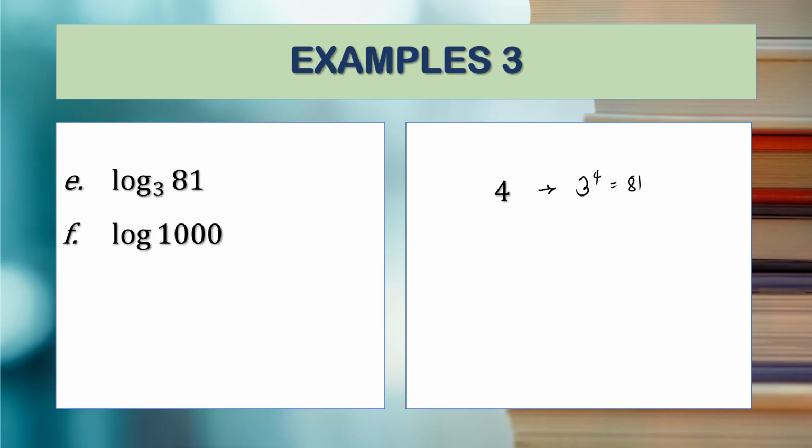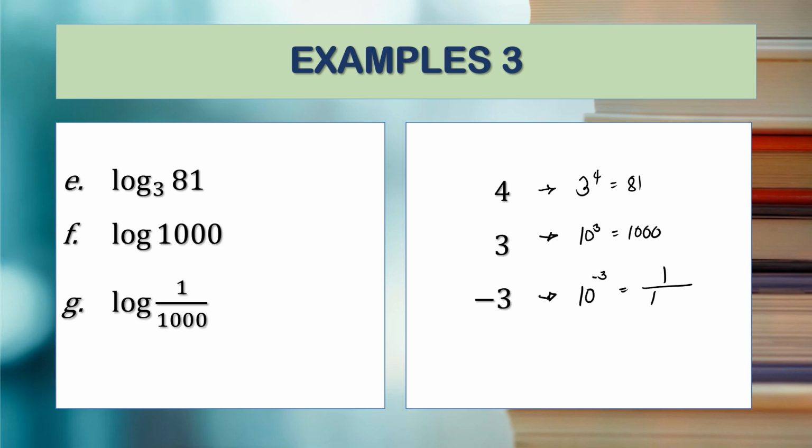Next example, we have the common logarithm of 1000. What exponent with base 10 will give you the value of 1000? Okay, yes, it's 3. Transforming this to an exponential form, we have 10 raised to 3 is equal to 1000. Next example, we have another common logarithm of 1 over 1000. Okay, yes, its exponent is -3. And its equivalent in exponential form, we have base 10 with exponent -3 is equal to 1 over 1000.